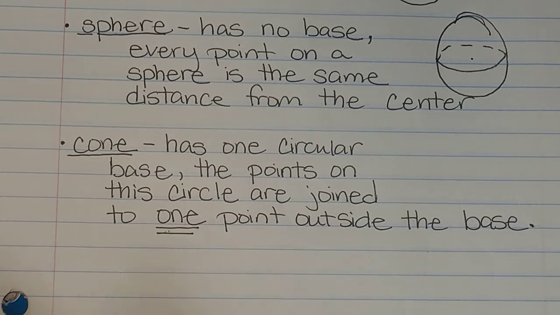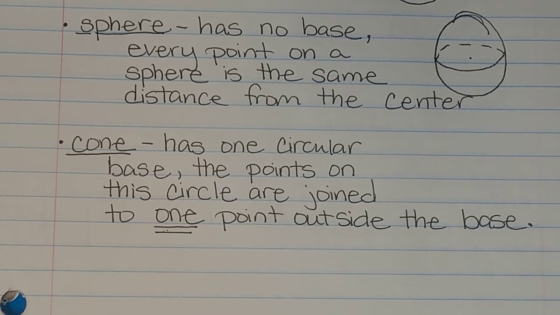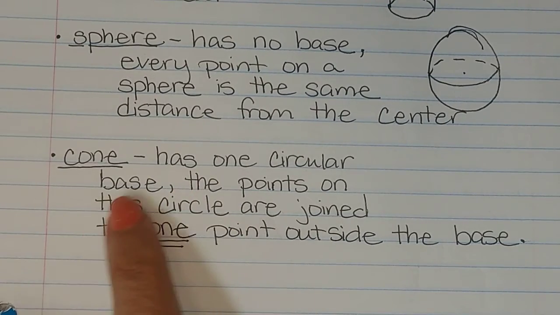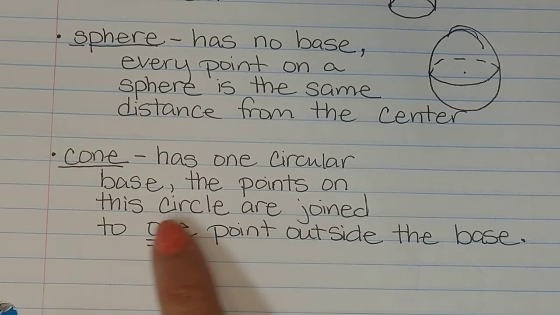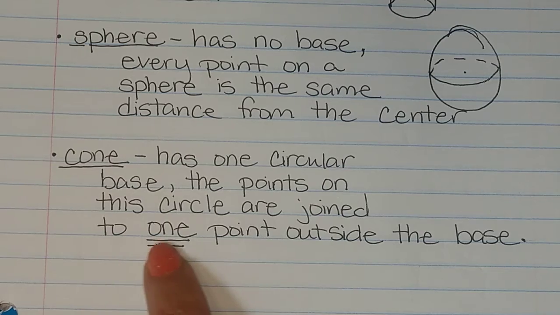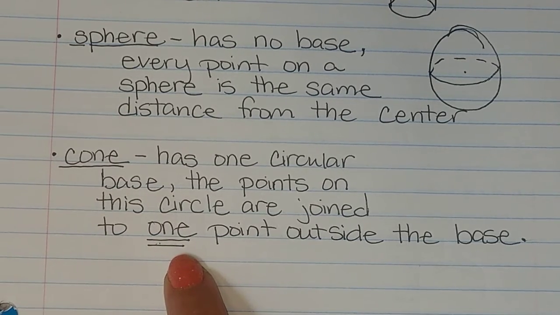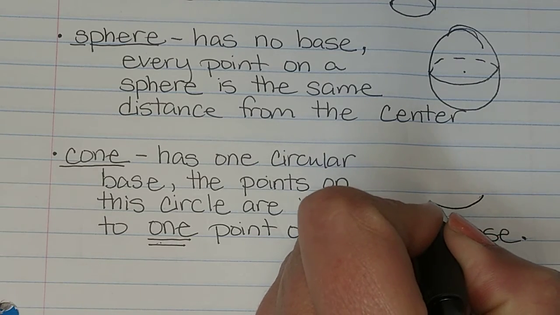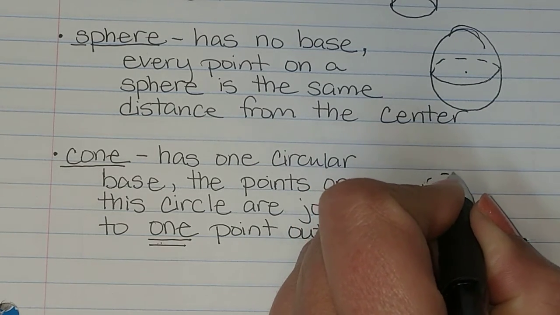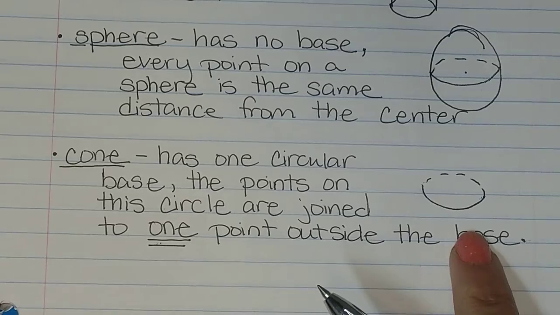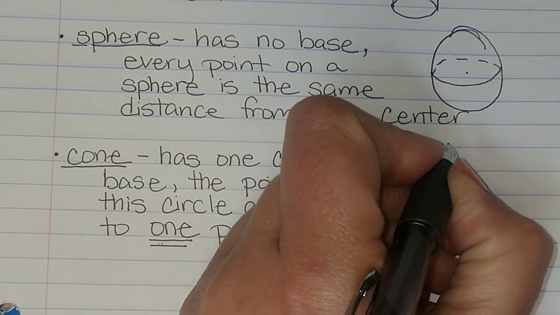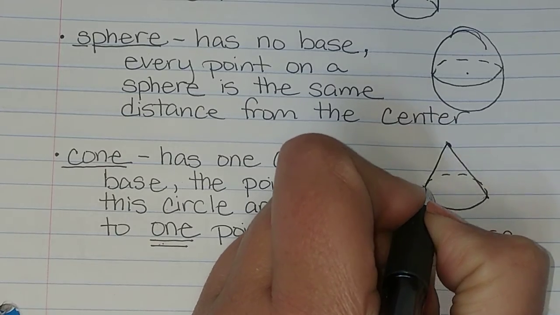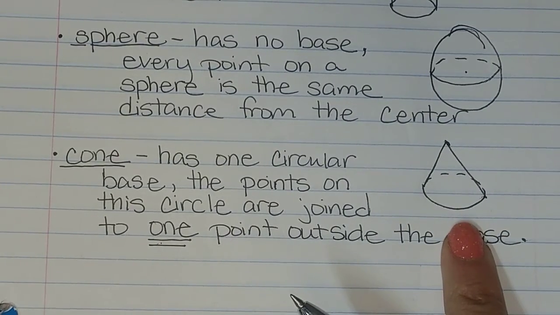Our last type of solid shape we're going to talk about is a cone. A cone has one circular base, and the points on the circle are joined to one point outside of the base. So, I have a circular base, and it's going to join to one point outside, giving us our cone.